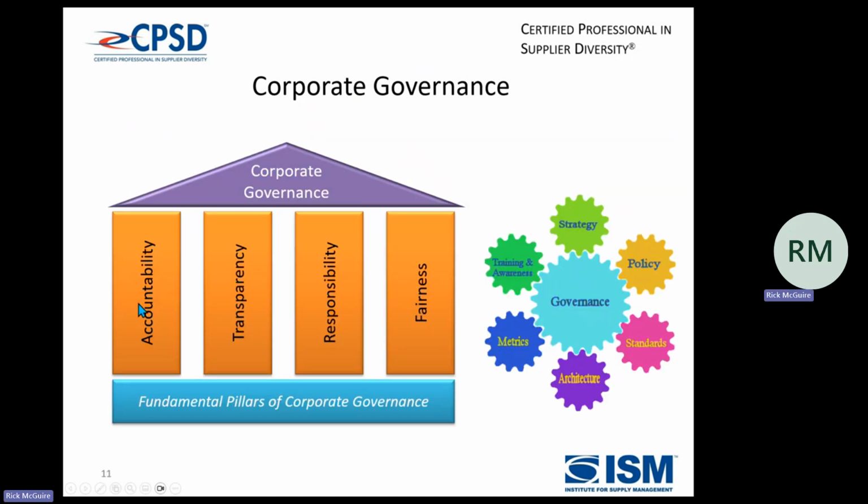So corporate governance has 4 pillars: accountability, transparency, responsibility, and fairness. And these are the fundamental pillars of corporate governance.